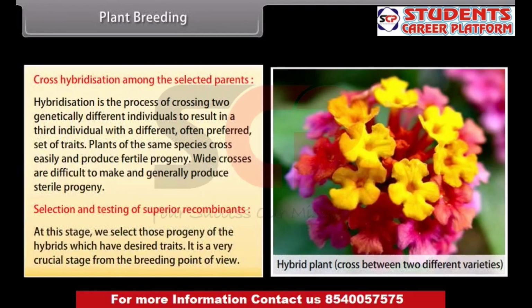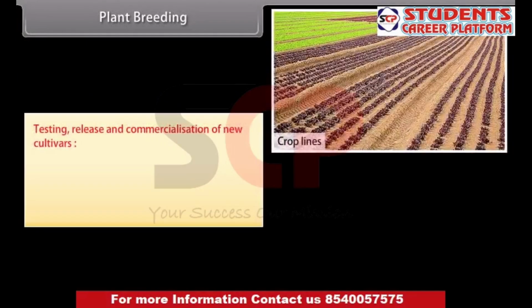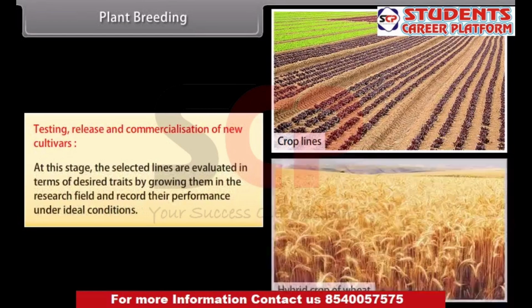At this stage, we select those progeny of the hybrids which have desired traits. It is a very crucial stage from the breeding point of view. Testing, release and commercialization of new cultivars. At this stage, the selected lines are evaluated in terms of desired traits by growing them in the research field and record their performance under ideal conditions.